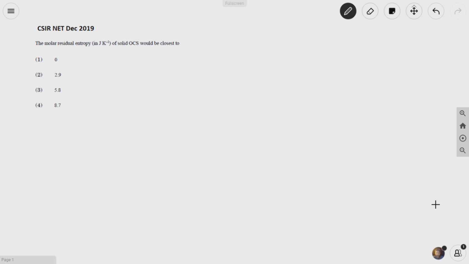So if you remember Boltzmann's equation, that is entropy S is equal to Kb, the Boltzmann's constant, ln W. W is nothing but your thermodynamic probability, or the number of possible ways of arranging it.